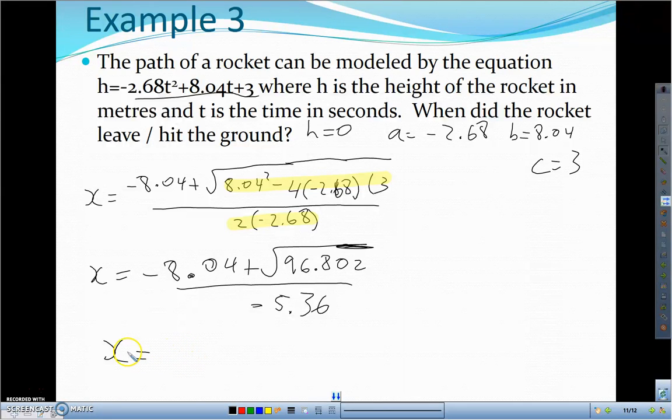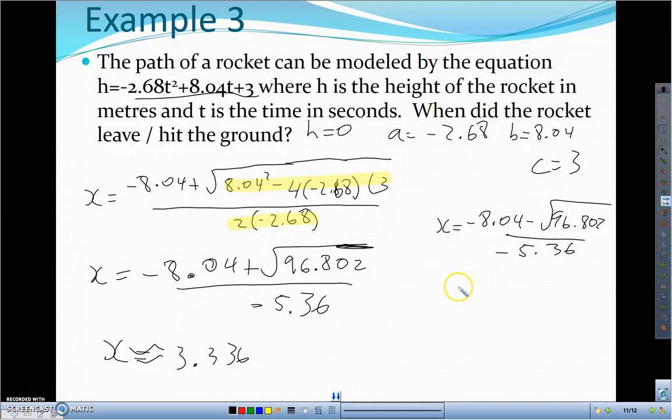And so using my calculator, I'm going to get as an answer, based on what I see over on my calculating screen, 3.336. And the other answer is going to be, when this turns negative, x is equal to negative 8.04 minus bracket 96.802 divided by negative 5.36. And x is going to be approximately equal to negative 0.336. So in the context of this question, it means that the rocket left the ground at negative 0.336 seconds and it hit the ground at 3.336 seconds.